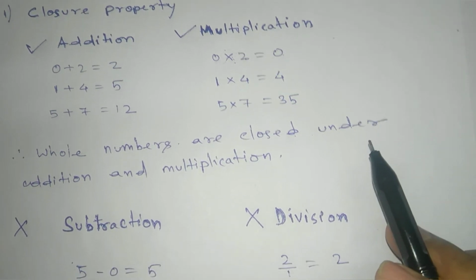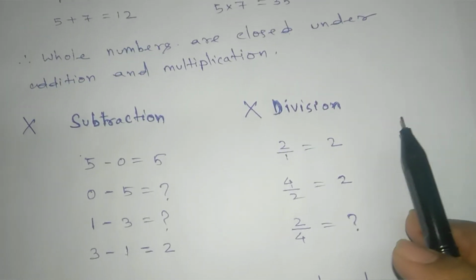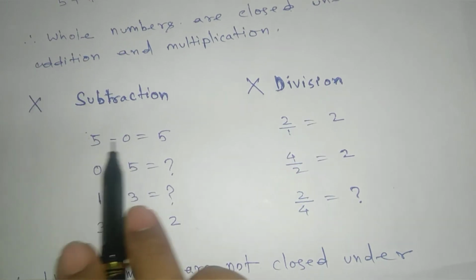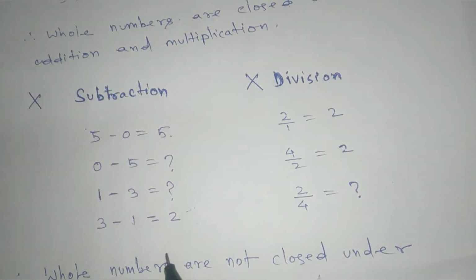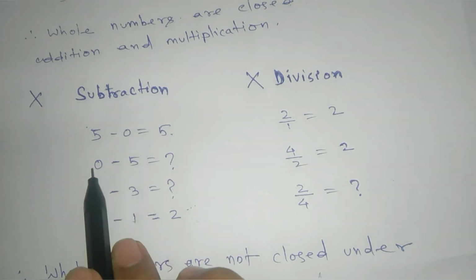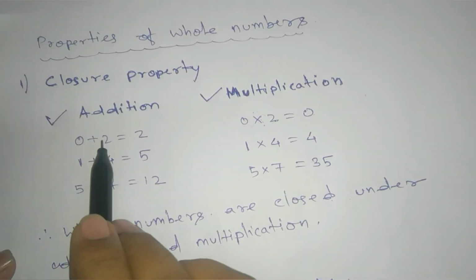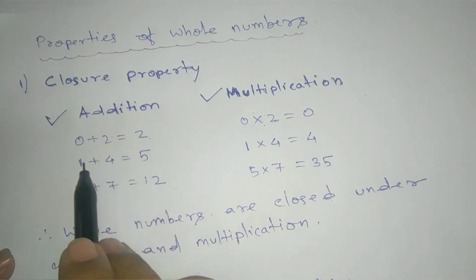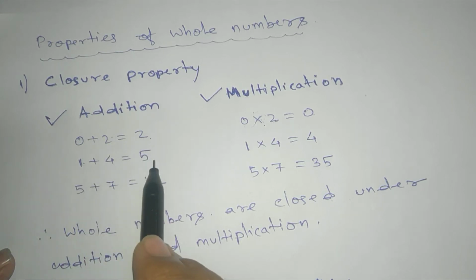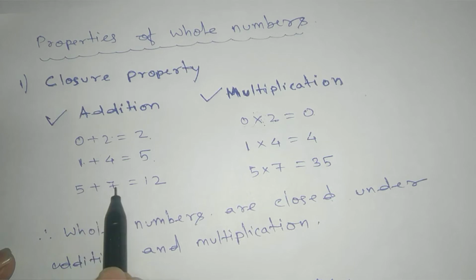But if you look at subtraction and division, you can see here 5 minus 0 is 5. Yes, that is correct. This one and this one is correct. But what about this one? If we change the place, see, if we take 2 here and 0 this side, you will get 2 only. If we take 4 this side, 1 this side, you will get 5 only. If we take 7 this side, 5 this side, you will get 12 only.